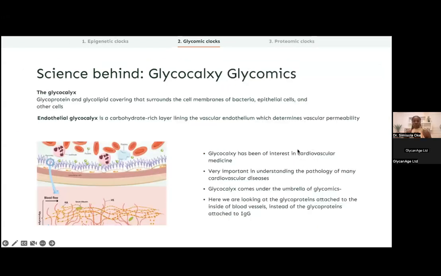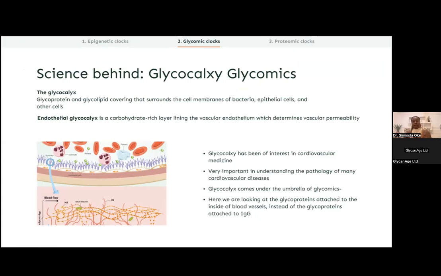One thing I wanted to mention very briefly was glycocalyx. Some of you may have heard this term before. I had a partner who mentioned glycocalyx on a call, so I thought it'd be useful to mention it here. Glycocalyx is under the umbrella of glycomics. Your glycocalyx is ultimately all the glycoproteins and glycolipids, all these structures that surround your cell membrane, bacteria, and all the various cells in your body.